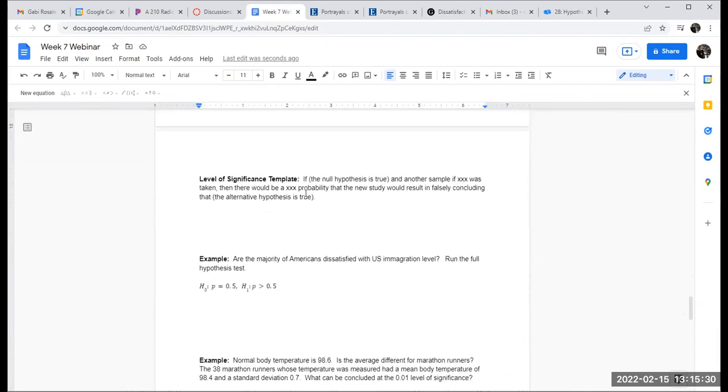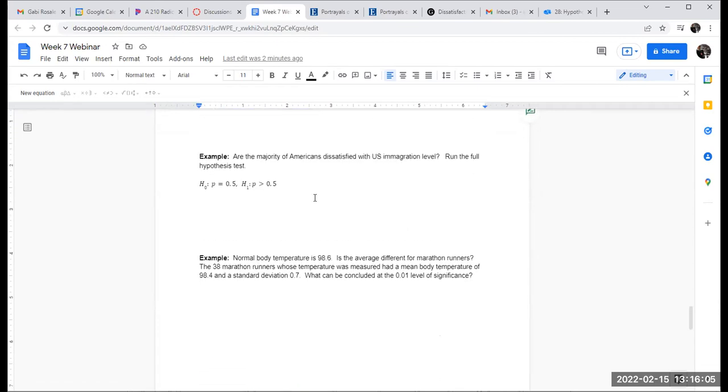Okay, and the level of significance template is: if, again, the null hypothesis is true, whatever that null hypothesis might be, and another sample of however many were taken, then there would be whatever your level of significance is, probability, that the new study would result in falsely concluding that, and then whatever the alternative hypothesis true statement could be. Any questions at all on this situation?